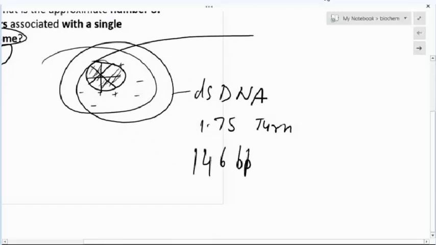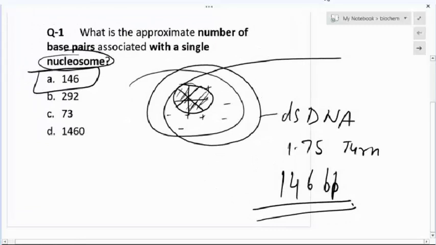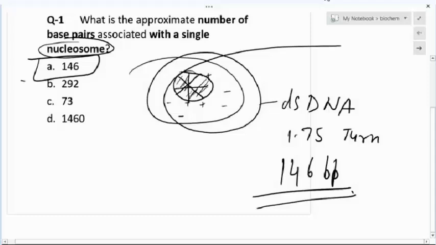It's a fixed number which you should know, and that is what is the question here. So 146 base pair is going to be there in the DNA portion which is wrapping around the histone octamer in the nucleosome, in single nucleosome. So answer is going to be A in this.